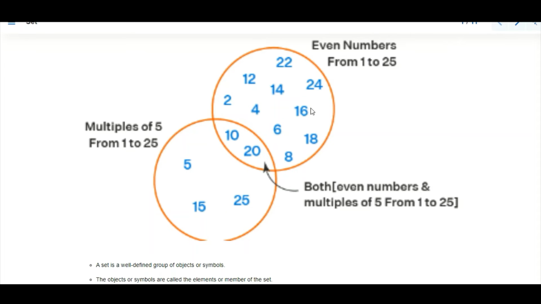What are even numbers? Even numbers are numbers that can be divided by 2. So look at this: 2, 12, 22, 14. All the numbers that we have in this circle are even numbers. And if you look at this, there is an intersection between them. We call this intersection what is common in the two given sets. So 10 and 20, they are both even numbers, and they are multiples of 5 from 1 to 25. So this is an example of how a set is being arranged.